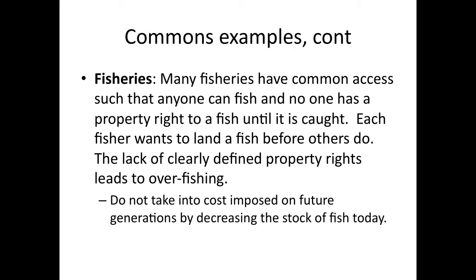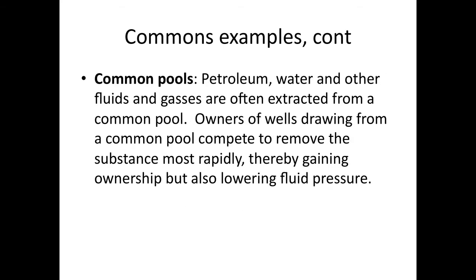Another example of common property problems is fisheries. A lot of fisheries have common access such that anyone can fish and no one has a property right to a fish until it's caught. Each fisher would then want to land a fish before others do, and that lack of clearly defined property rights leads to overfishing and in some cases overcrowding on particular waterways. And so what's going on here is that those fishers do not take into account the cost imposed on future generations by decreasing the stock of fish today. So someone's taking more fish today than they necessarily should, and that decreases the stock of fish such that there are going to be fewer fish available in the future.